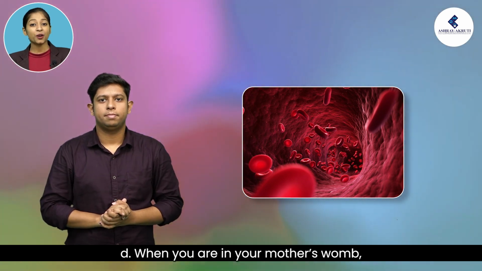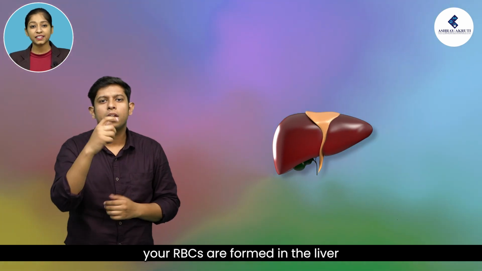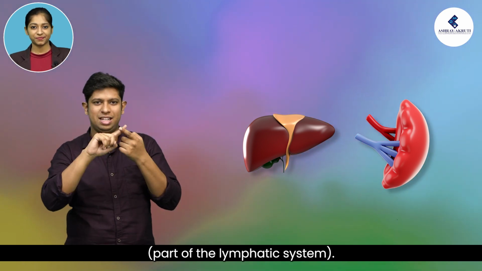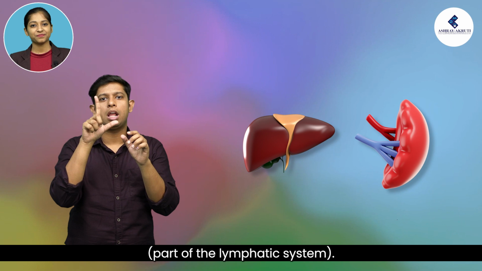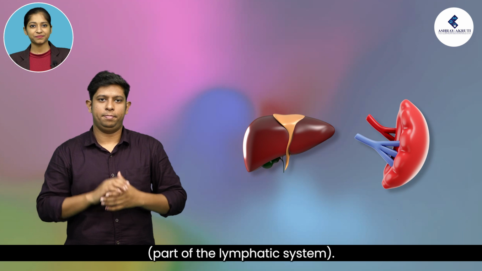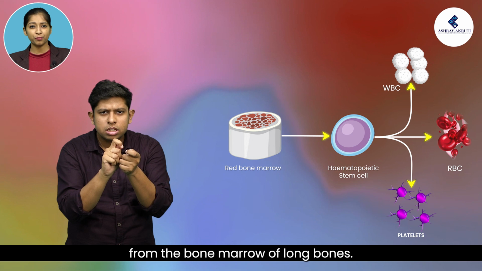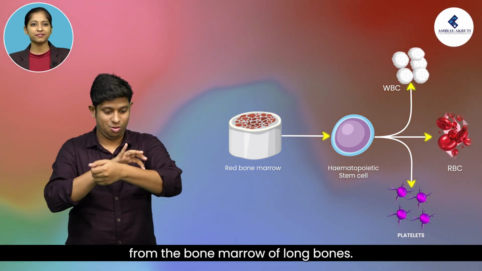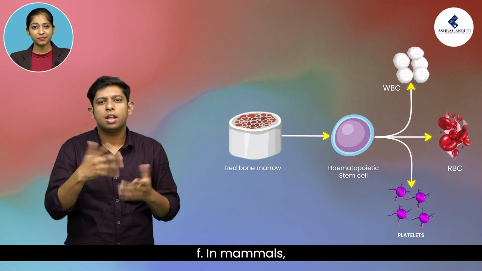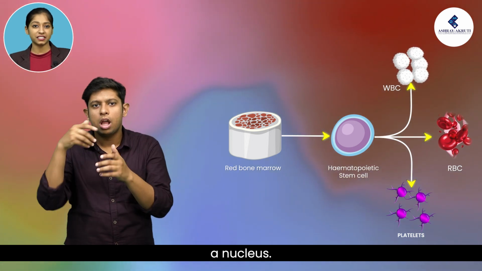When you are in your mother's womb, your RBCs are formed in the liver and spleen, part of the lymphatic system. After your birth, these RBCs are generated from the bone marrow of long bones. In mammals, mature red blood cells are without a nucleus.